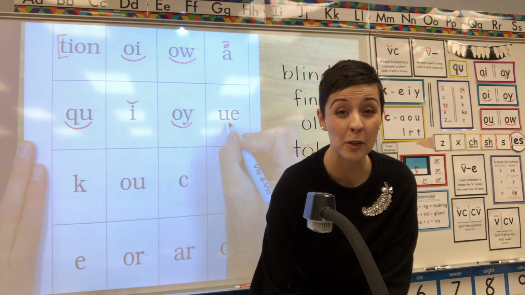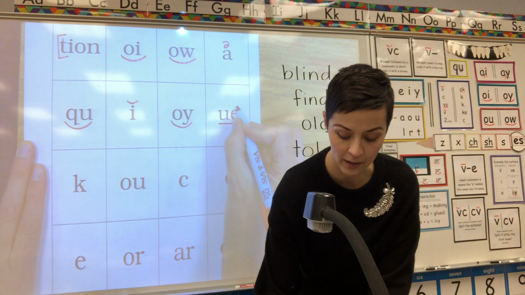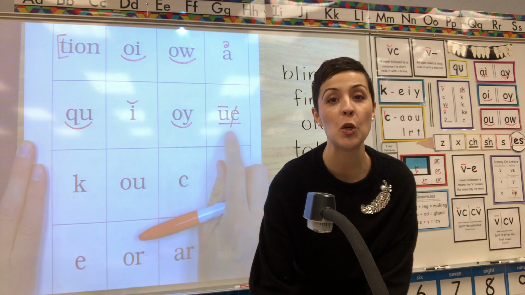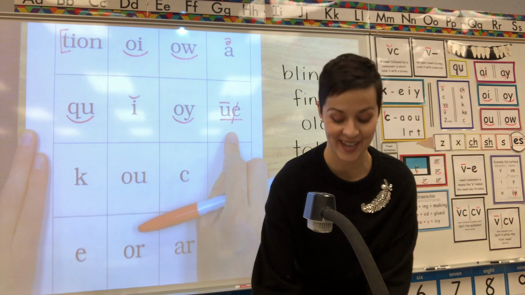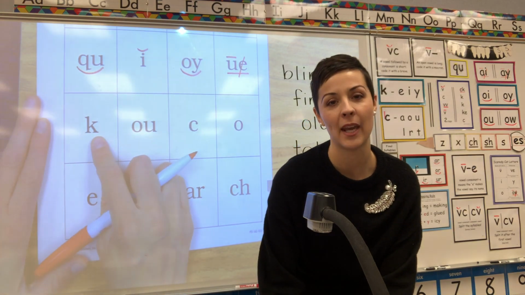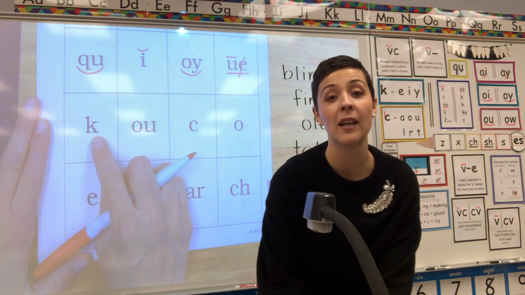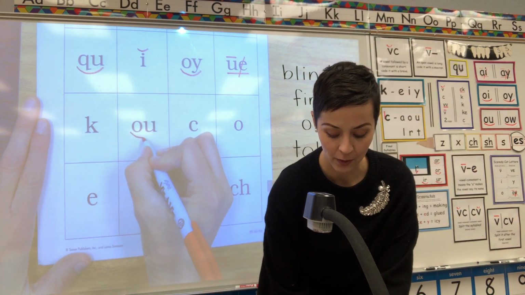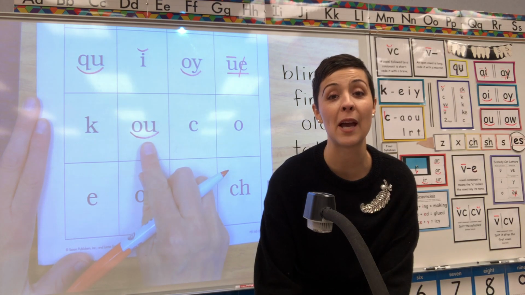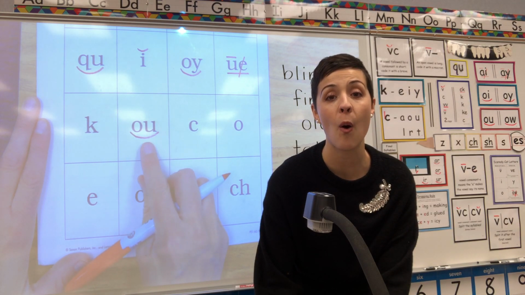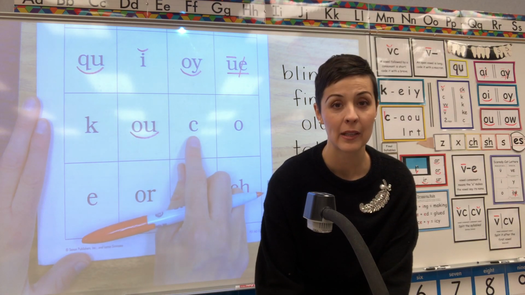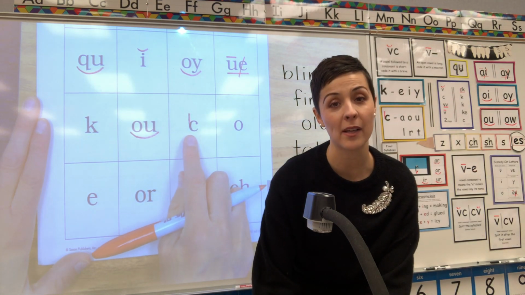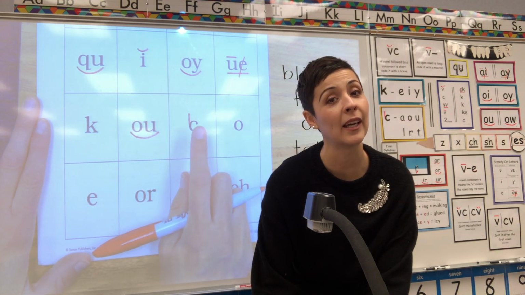Next door, digraph UE. Underline, cross out, macron. 3 times says, you. Nice job, says you. K, we don't have to code. 3 times says, k. You got it. Next door, arc diphthong, OU. 3 times says, ow, ow, ow. C, let's give it a K back. C with a K back is going to say k, k, k.